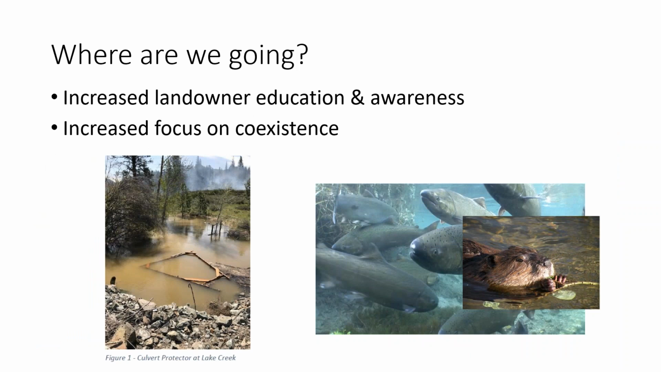Where are we going? I said it a few times. We're trying to move towards supporting coexistence for landowners. Wrapping trees, painting trees with sand paint, putting culvert protectors in, pond levelers, fish passage pond levelers as well, where they are needed.